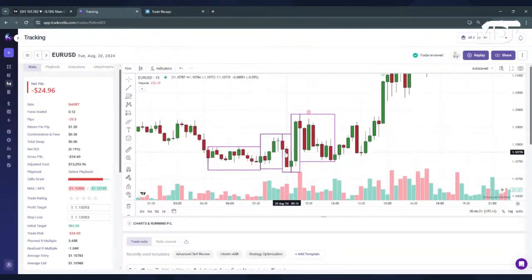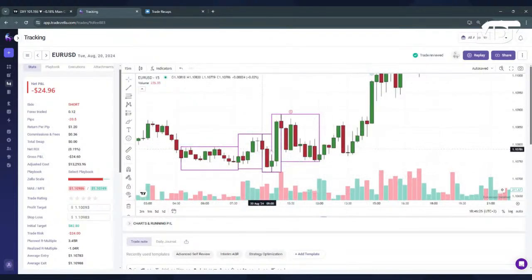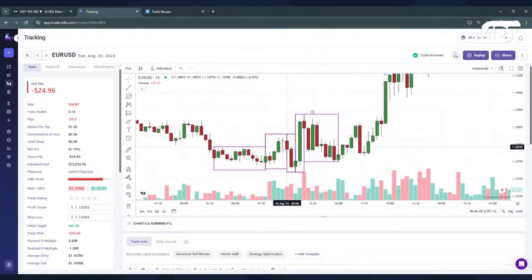So it's like a seek and destroy kind of environment, because if you took that as the sweep and then obviously shorted it, you would have been entered in a bit of profit, but then your stops would have been taken out. And if you took this as a sweep, then you arguably would have been in a better position. And then price obviously distributed higher, we retraced, and then we continued to the upside.